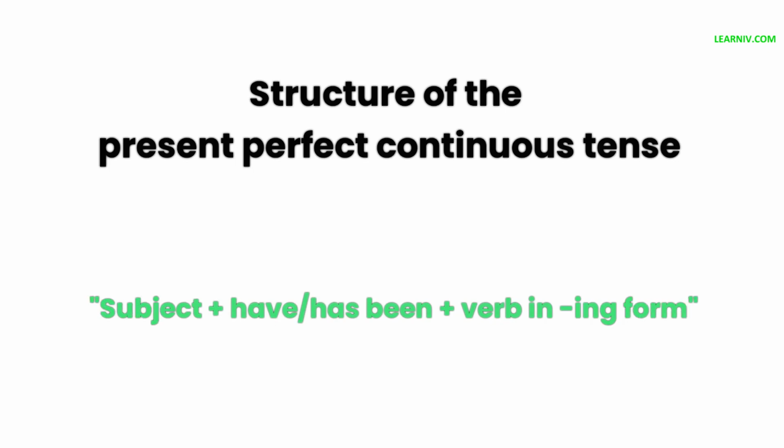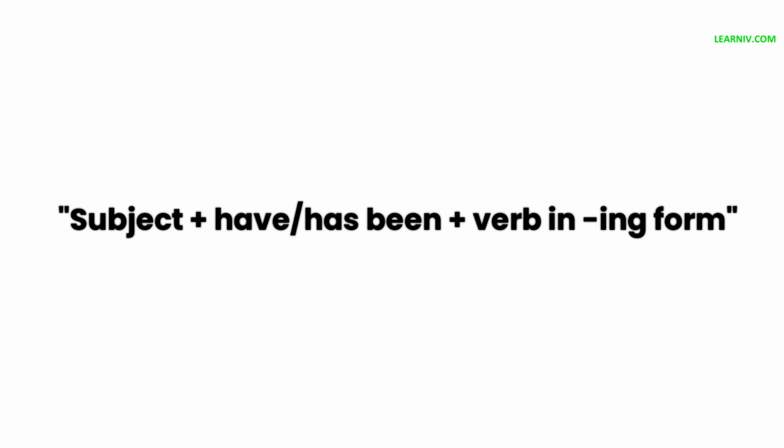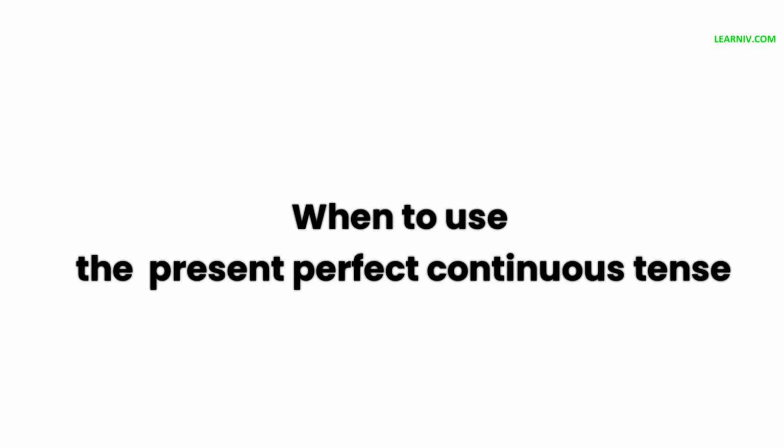Let's look at the structure of the present perfect continuous tense. The structure is formed by the subject, followed by "has been" or "have been," and then the present participle form of the main verb, ending in -ing. This structure is used to emphasize the duration of an action that started in the past and continues up to the present. We use the present perfect continuous tense especially in the following contexts.